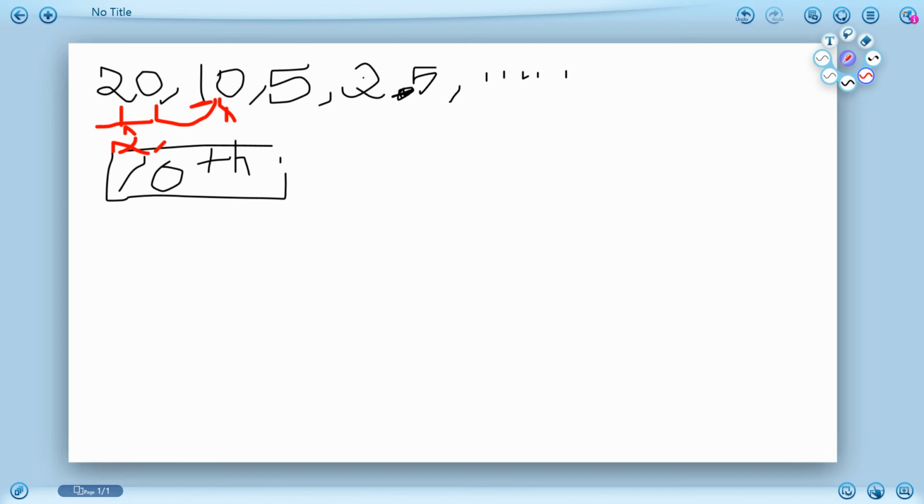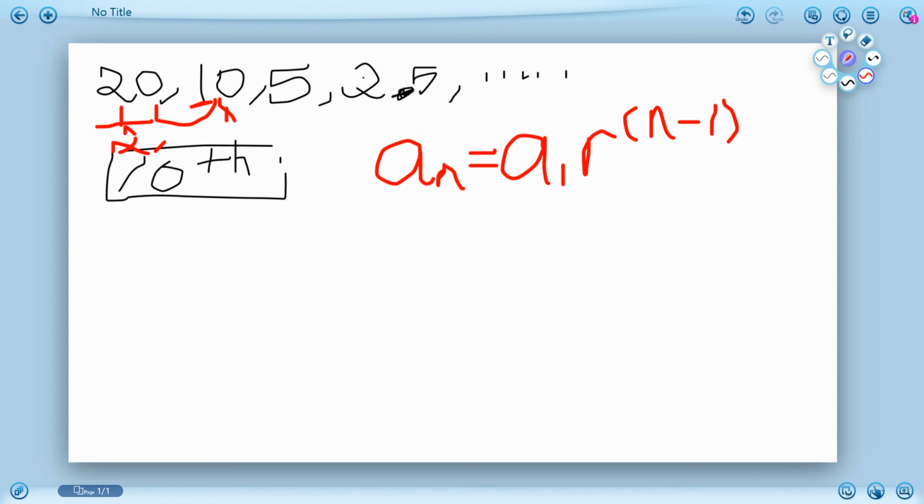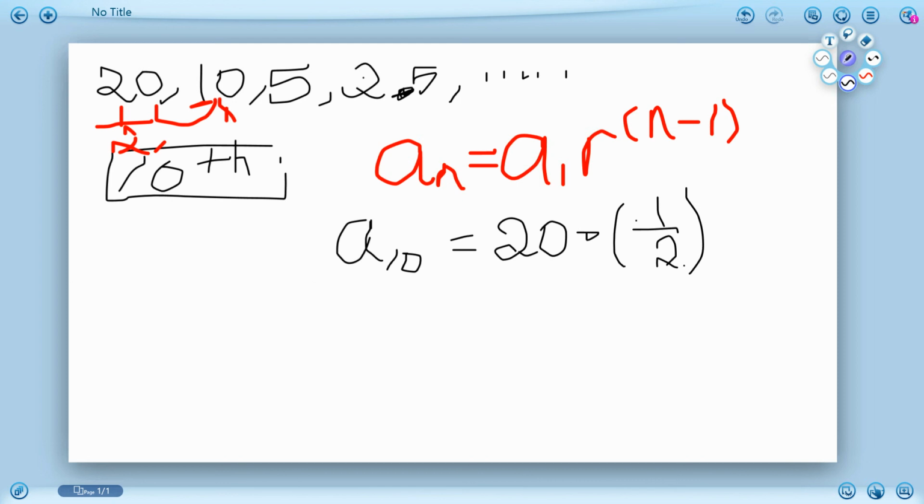So let's start. Our formula was a sub n is equal to a sub 1 times r to the n minus 1. So when we work on this, a sub 10 only means the 10th term. Our 10th term will be equal to our first term, 20, times 1/2, this whole thing to the n minus 1, which is 9. Ooh, this is going to be a big number.